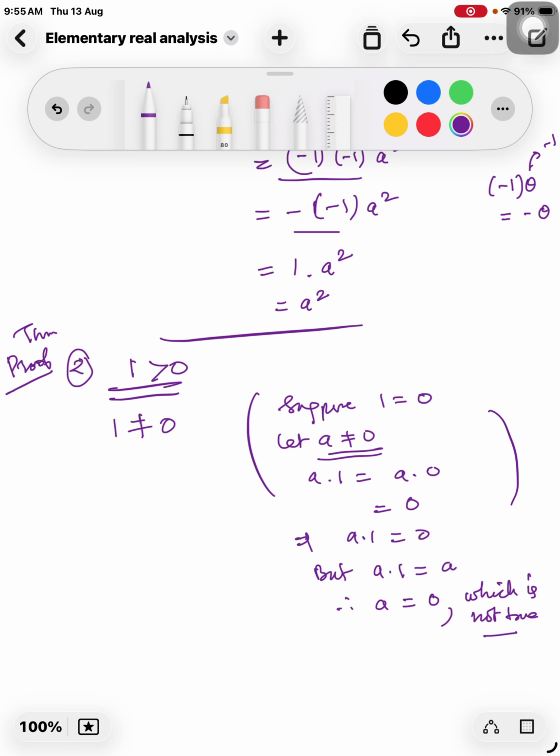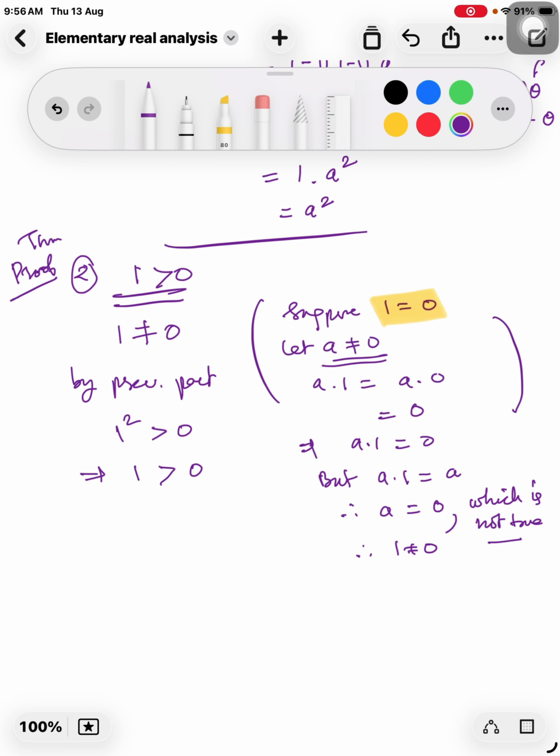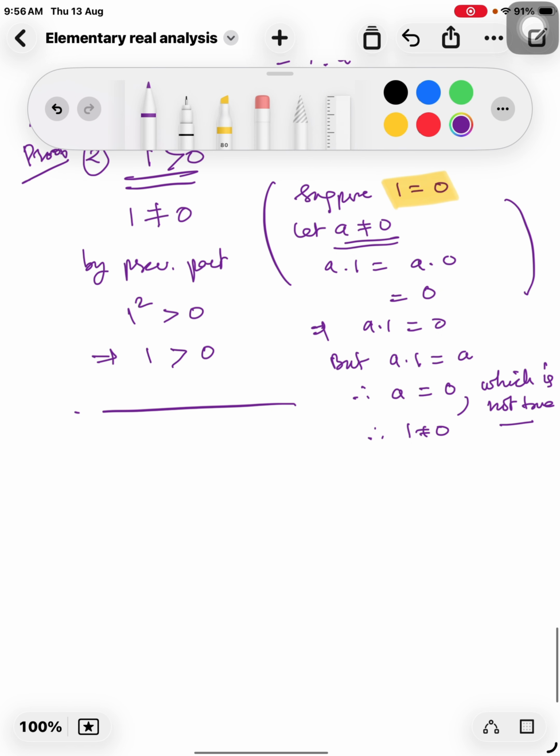राइट. So that means the assumption that we made that 1 is 0 is incorrect and therefore 1 is not 0. So as 1 is not 0, by previous part 1 square must be positive, but what is 1 square? 1 square is 1 into 1 which is 1 which is greater than 0. So this proves that 1 is a positive real number.